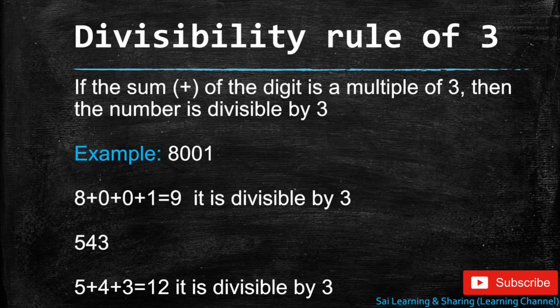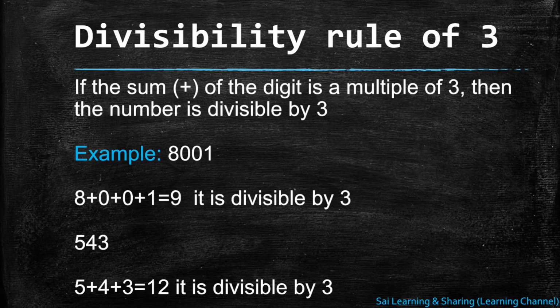Divisibility rule of 3. If the sum of the digits is a multiple of 3, then the number is divisible by 3. Example, 8001. When we add 8 plus 0 plus 0 plus 1, the answer is 9. And hence 9 is a multiple of 3. It is divisible by 3, since 3 multiplied by 3 is 9.